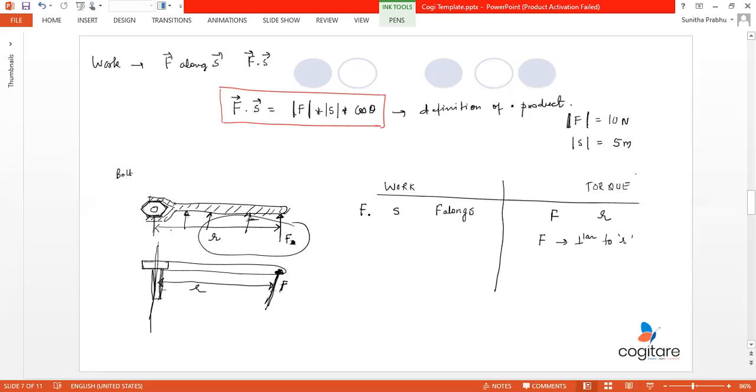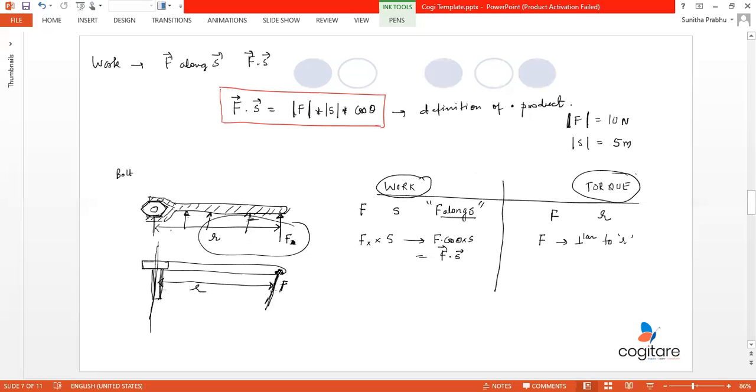So S is length, force is Newton; F is force, R is meter. This is also meter, this is Newton. But these two are entirely different. Their definitions are entirely different. This is F along S that I want. That means I want Fx and I want to multiply that with S. So if I want to accommodate the meaning of Fx, I take F cos theta, F into cos theta into S. I define this as F dot S. The dot brings in the meaning of F along S.